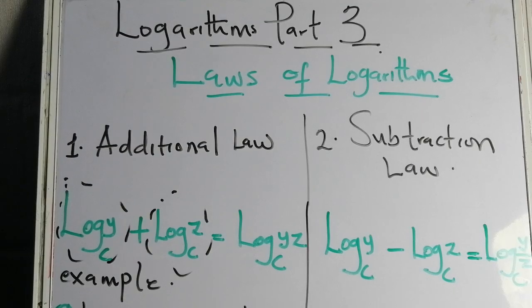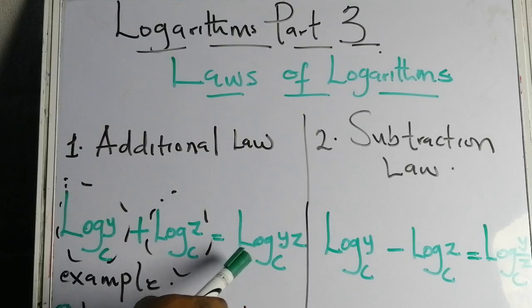So in this case, you have log y base c plus log z base c equals what? Pick only one log c. Y and z are representing values. I'm just using alphabets to illustrate what we have here. So log y base c, log z base c.